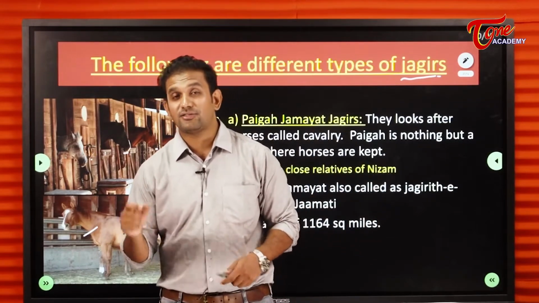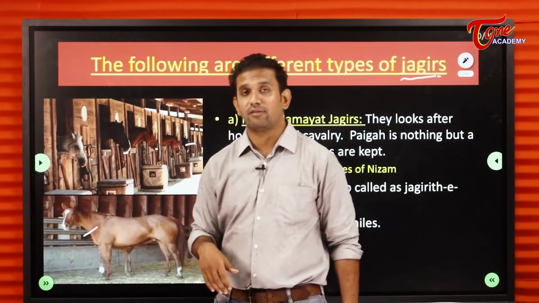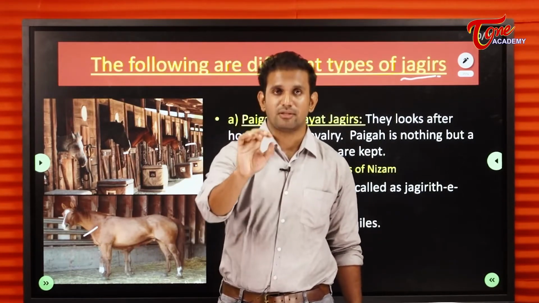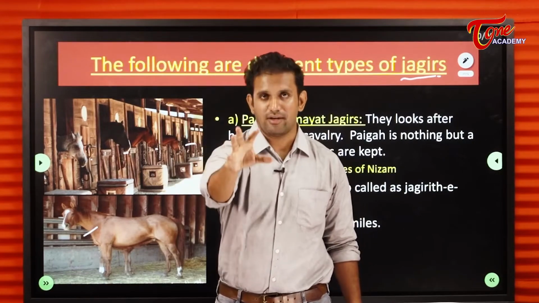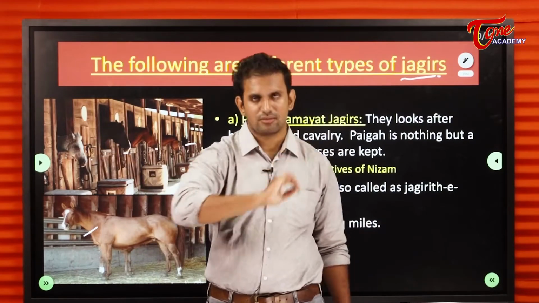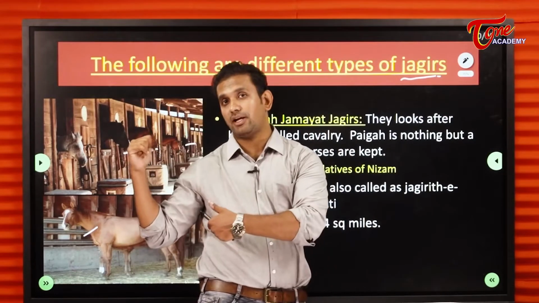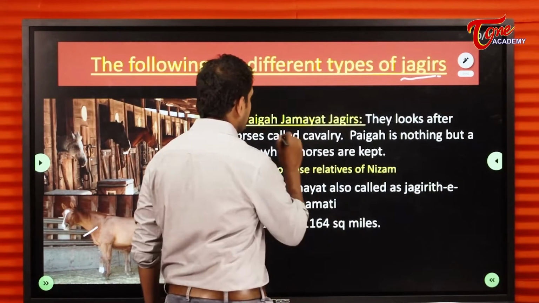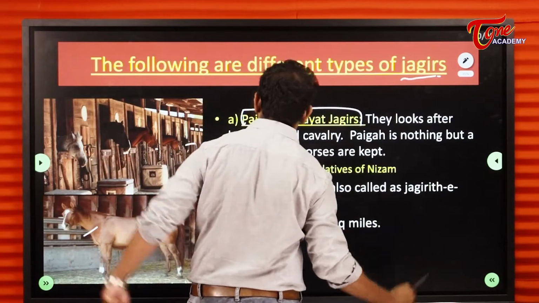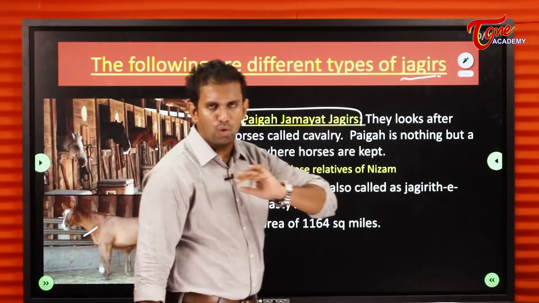So the Jagirs that were given for the upkeep of horses means: I am the Nizam, I will give you, Mr. or Miss, this land. Collect revenue from the farmers and use that revenue for the upkeep of what? Horses. This particular Jagir, given for the upkeep and maintenance of horses, is called Paigah Jamiyat Jagir. Paigah means the place where the horses are kept. And remember this point, this is given only to the very close relatives of Nizam.